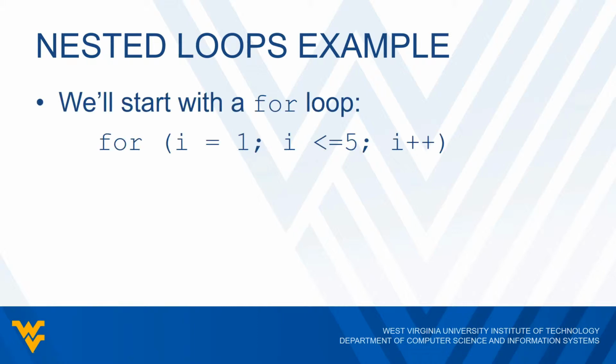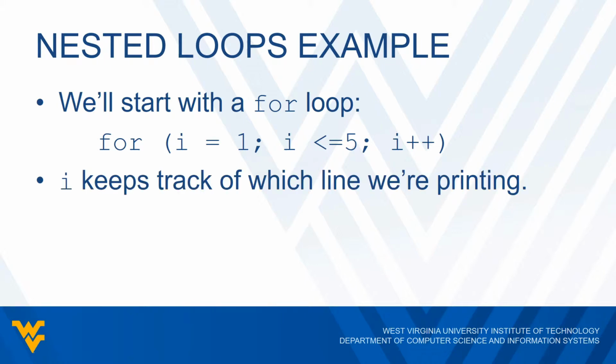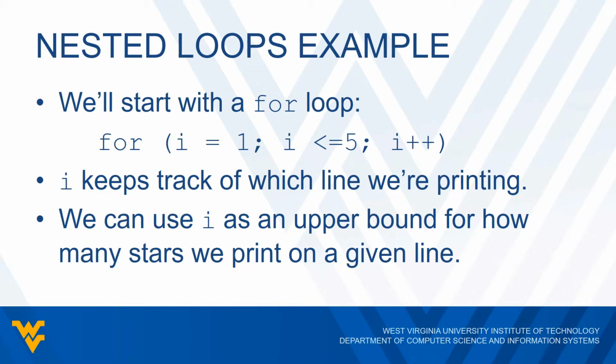So we'll start with one for loop where we'll say for I is 1 and I is less than or equal to 5, and we'll increment I, where I here is just going to keep track of which line we're printing. And then we can use I as an upper bound for how many stars we're actually going to print on a given line. So for example, when I is 1, that's the first line, we only want to print 1 star. On the second line, we want to print 2 stars.